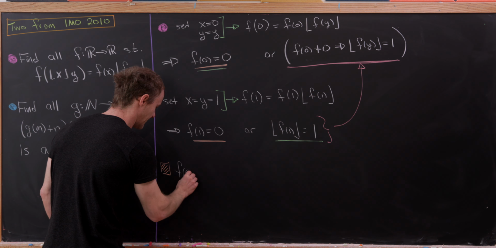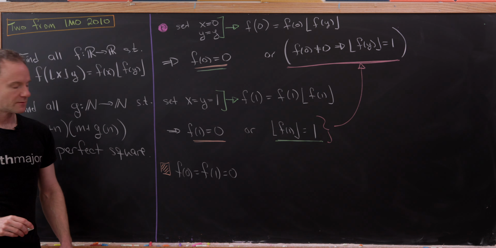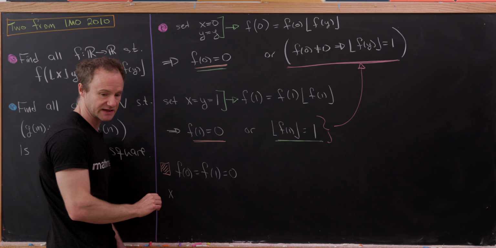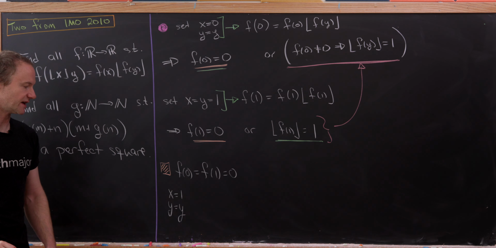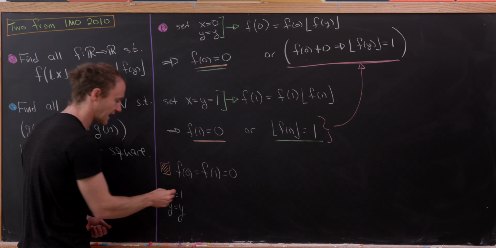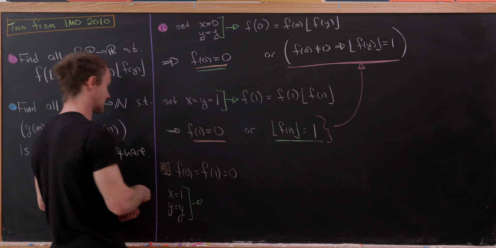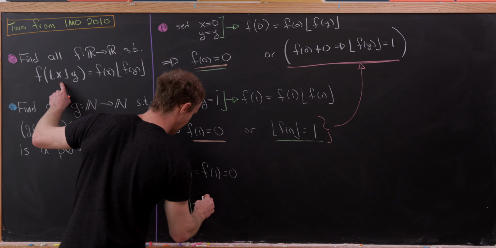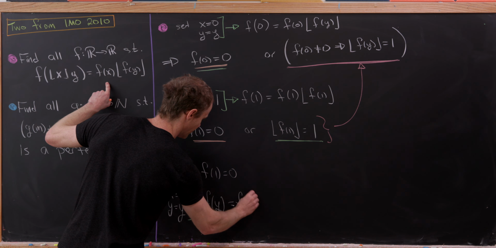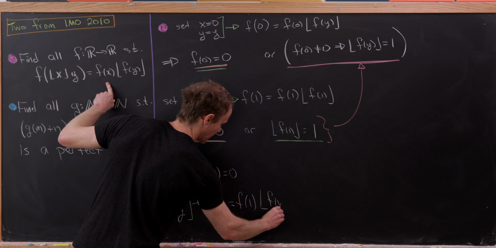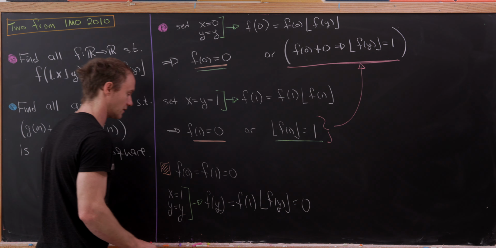So let's suppose that f of 0 equals f of 1, which equals 0. Now let's substitute x equals 1 and y equals y. In other words, we're taking x to be fixed at 1, and then we're letting y be a free variable for the moment. Let's see what that leaves us with. Over here, we're going to have f of y, and over here, we're going to have f of 1 times the floor of f of y. But observe that we know f of 1 is 0, so this gives us 0.